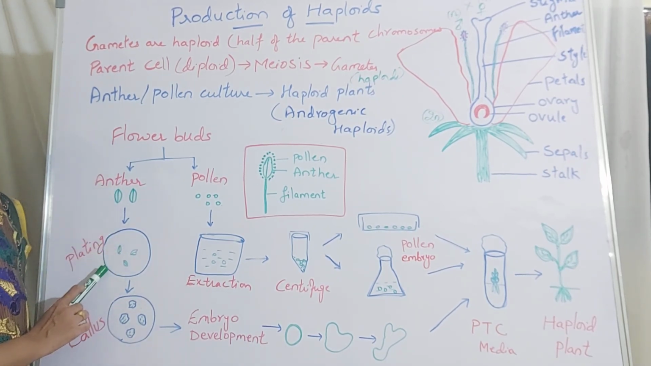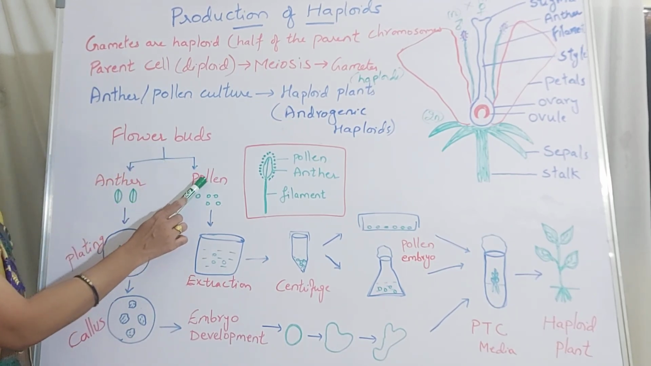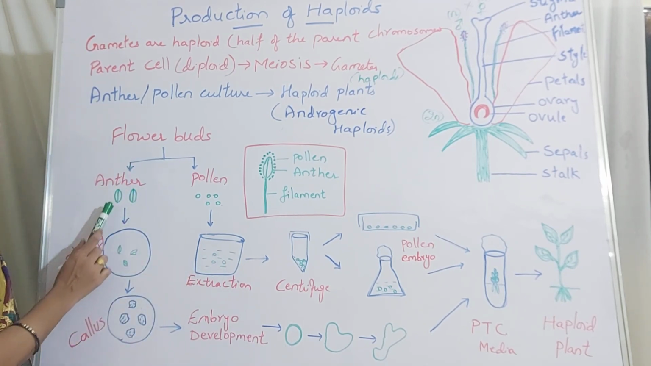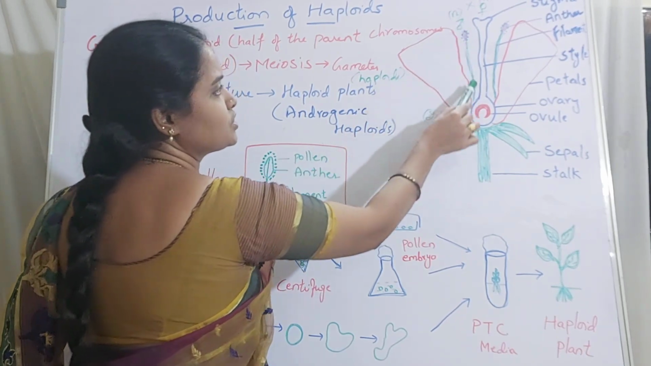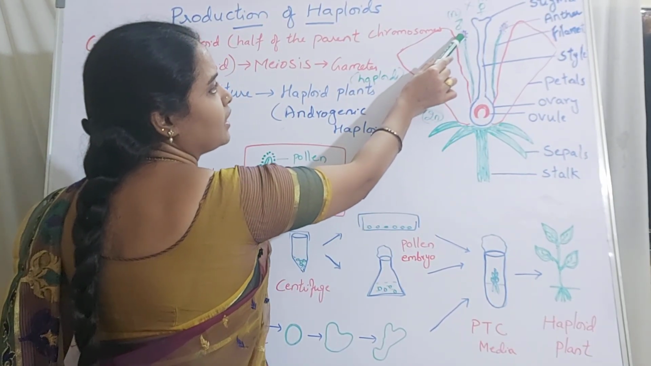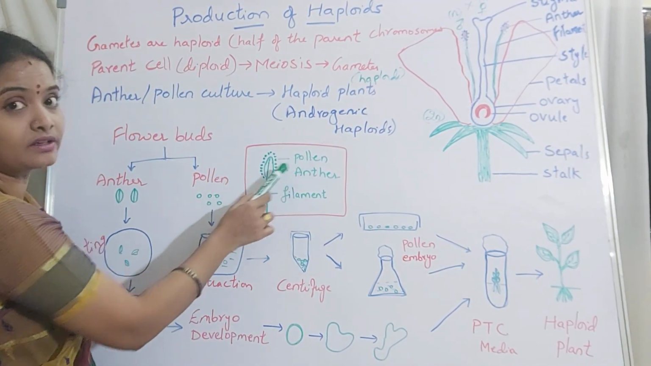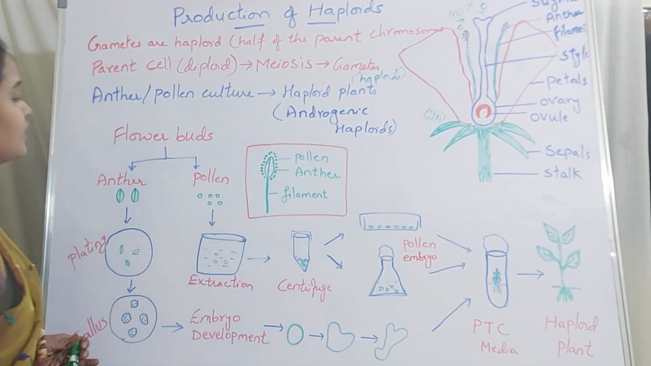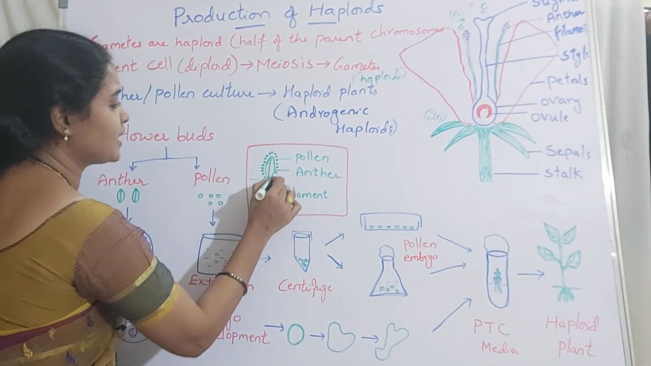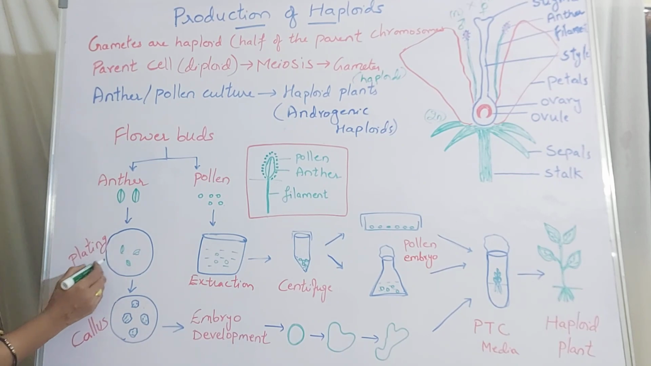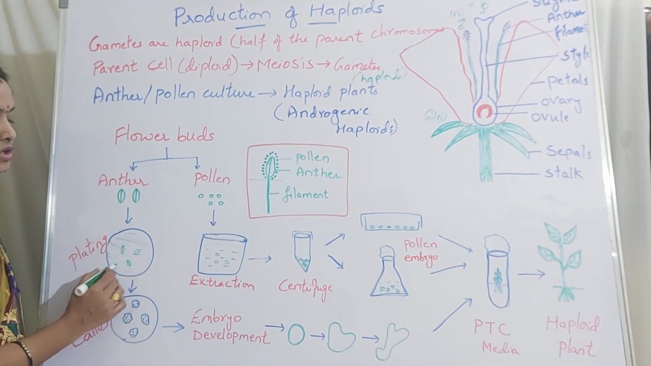Okay, so here first we will talk about the anther culture, then we will talk about the pollen culture. In this anther culture, I have shown this, right? This is the androecium consisting of filament and the anther with pollen grains. So if I am going to take the anther, I am going to trim this part and collect the anther along with the pollen grains and inoculate them. That means the plating of anthers over the plant tissue culture media, right?